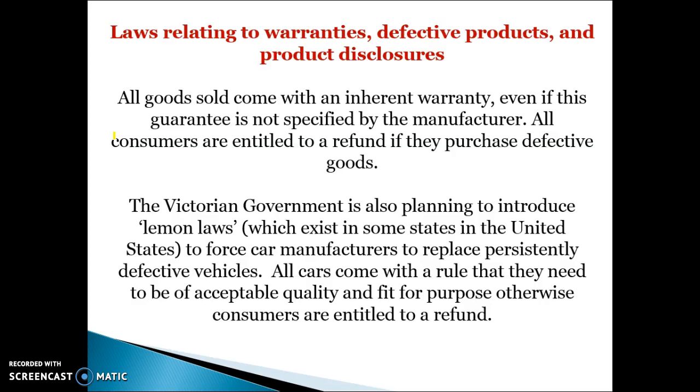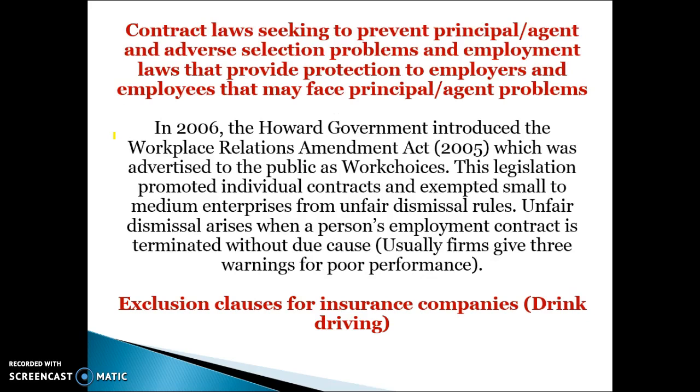And then finally, there are laws relating to warranties, defective products, and product disclosure. All goods come with an inherent warranty that the products are not defective, and consumers are entitled to a refund if the product is deemed to be defective. The Victorian government is also planning to introduce lemon laws, which basically force car manufacturers to replace persistently defective vehicles. All cars come with a rule that they need to be of acceptable quality and fit for purpose, otherwise consumers are entitled to a refund.